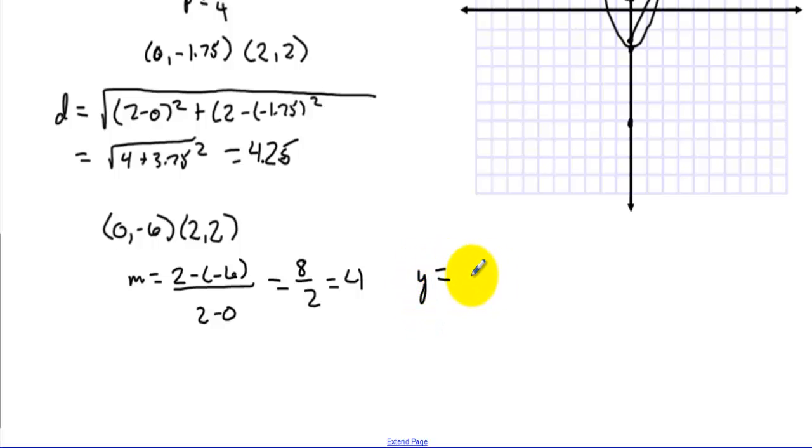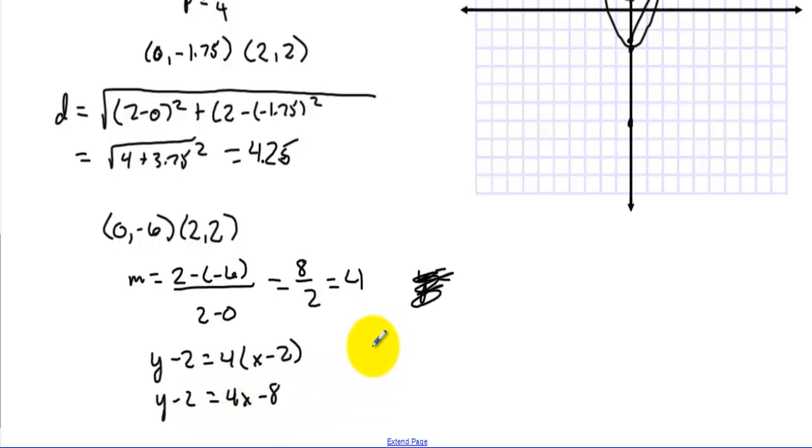We have y equals, actually let's not do y equals. We have y minus 2 is equal to 4 times x minus 2. y minus 2 equals 4x minus 8. y is equal to 4x minus 6.